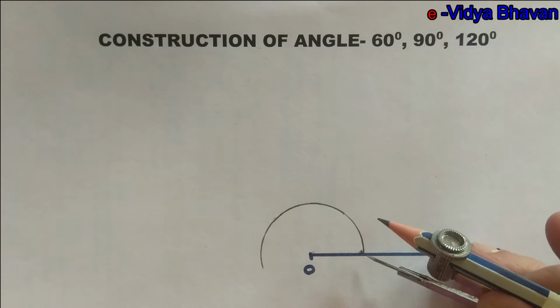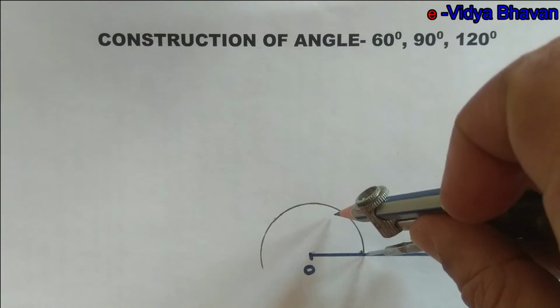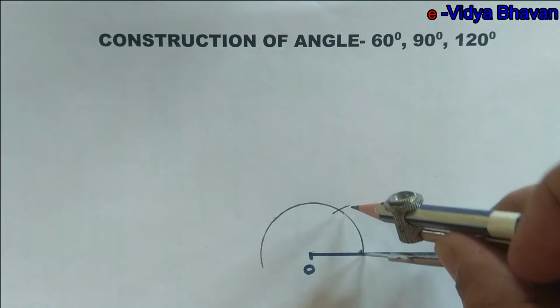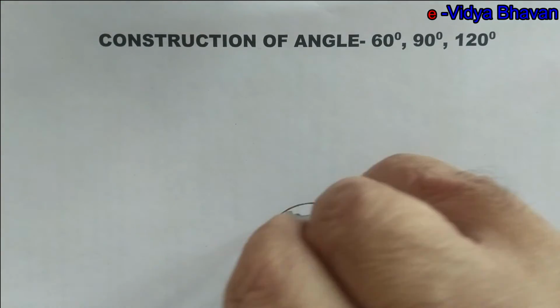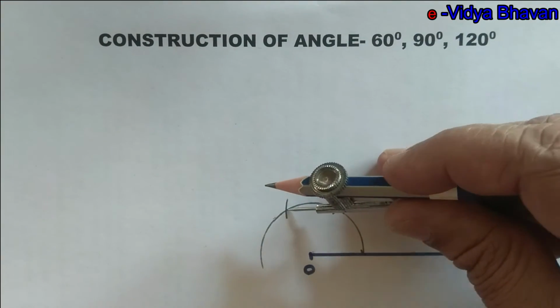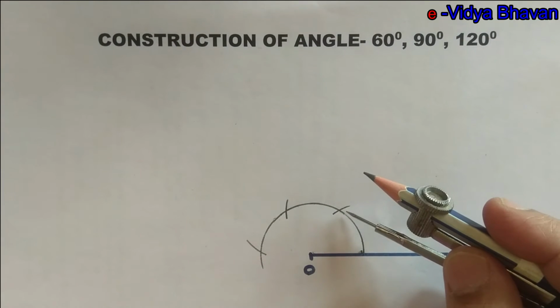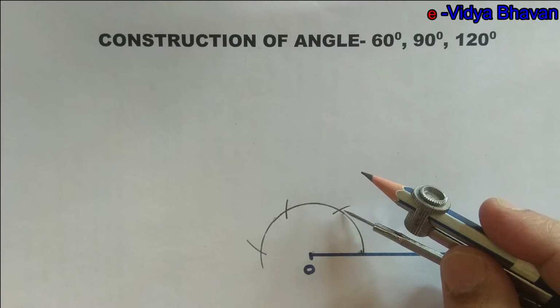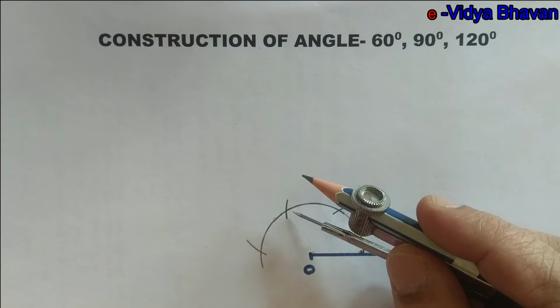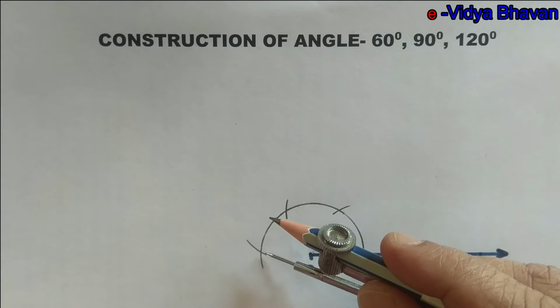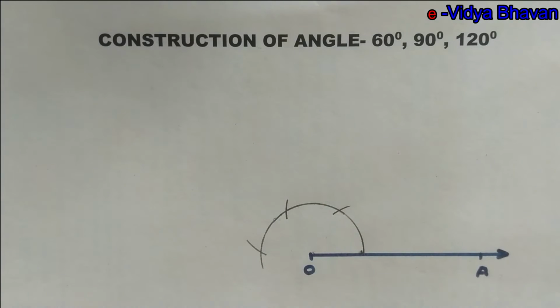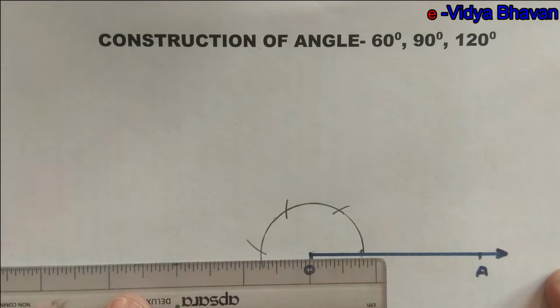Keeping the radius same, we will draw arcs. This is the first arc, this is second arc, and this is going to be my third arc. The first arc is going to give you 60 degree, the second arc is going to give you 120 degree, and the last one is going to give you 180 degree, which we have already discussed in the previous video lecture. Now draw the opposite ray.